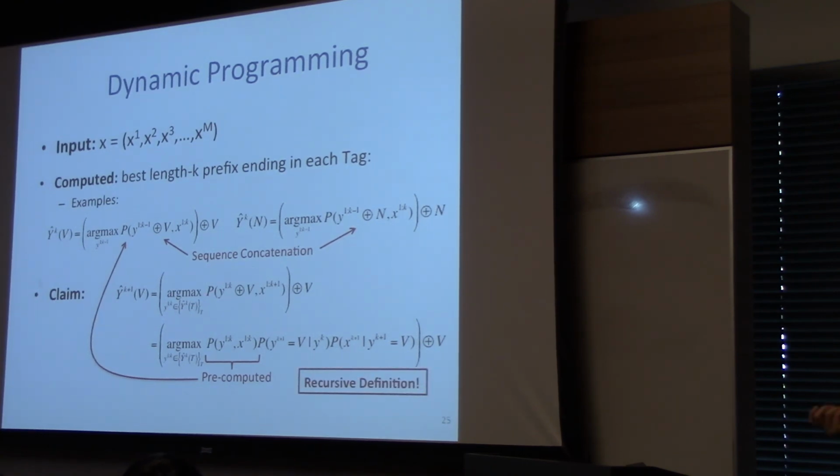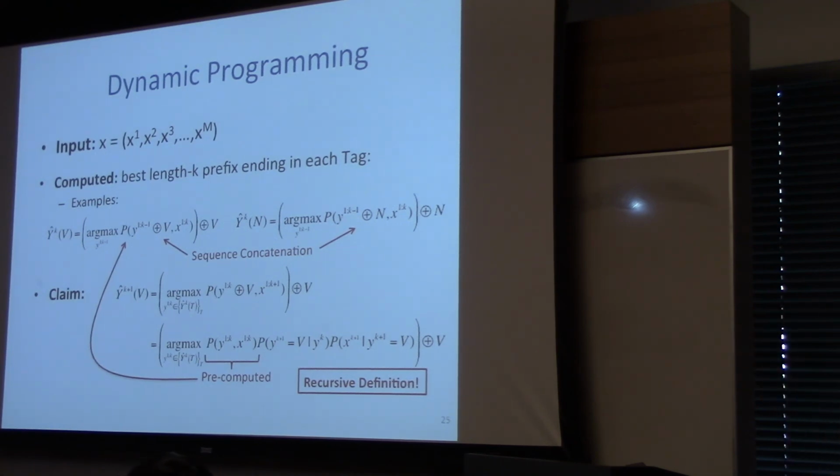If this is easy, then I've satisfied the assumption, and I can recursively say that after I do this computation, I've satisfied this assumption for k plus 1. Then it's easy to do this for k plus 2, and so on and so forth. Therefore, it's easy to do this for the entire length of the sequence. It's an inductive proof.